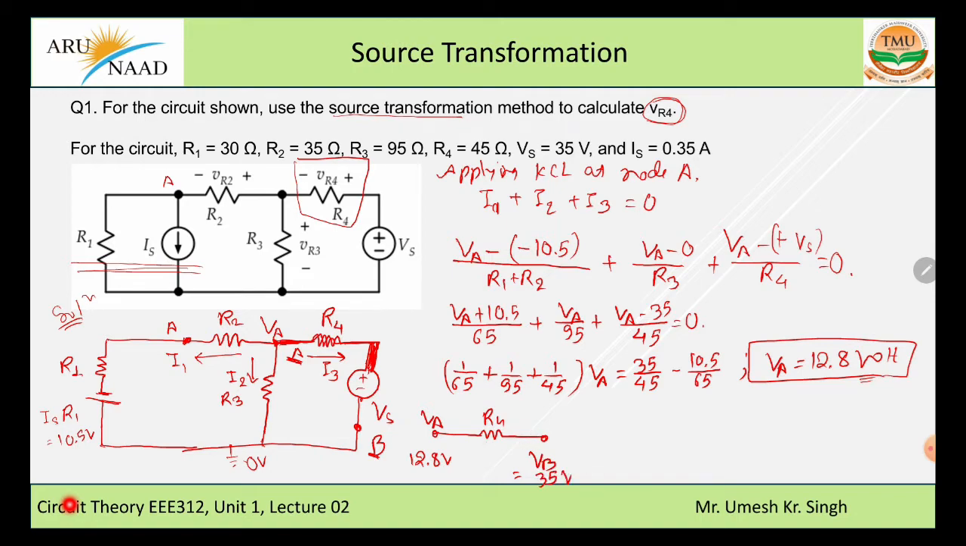Now the drop will be the difference between these voltages. It's obvious and simple. So voltage across R4 can be calculated as 12.8 minus 35, which comes to minus 22.19 volt. And as for this polarity, you can see this polarity is given in this manner. So VR4 can also be written as a positive magnitude as per the given circuit condition.